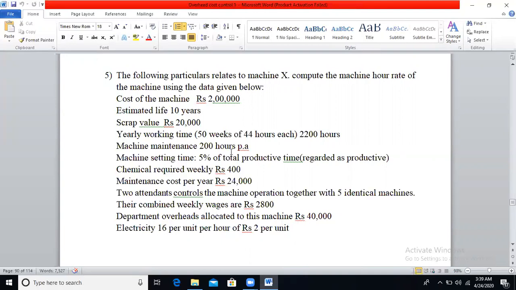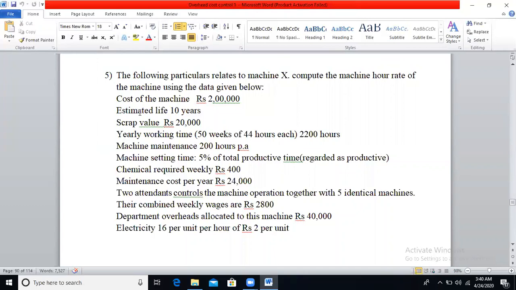So the first step is to consider each machine separately. The second step is identification of expenses into standing charges and variable expenses. So the first item, cost of machine. Cost of machine will be considered in the calculation of depreciation, estimated life of 10 years.